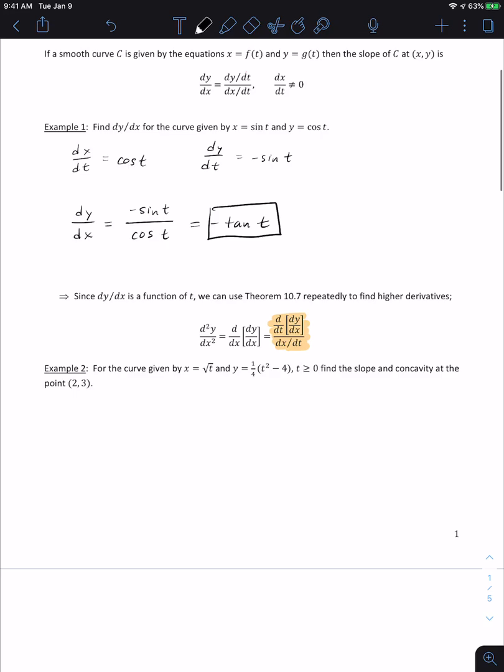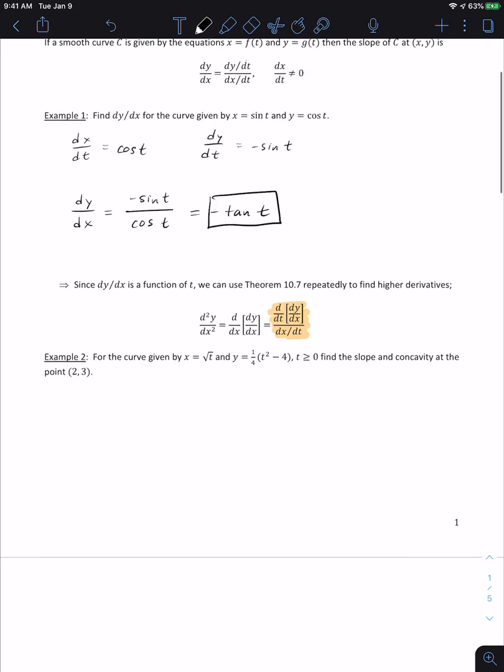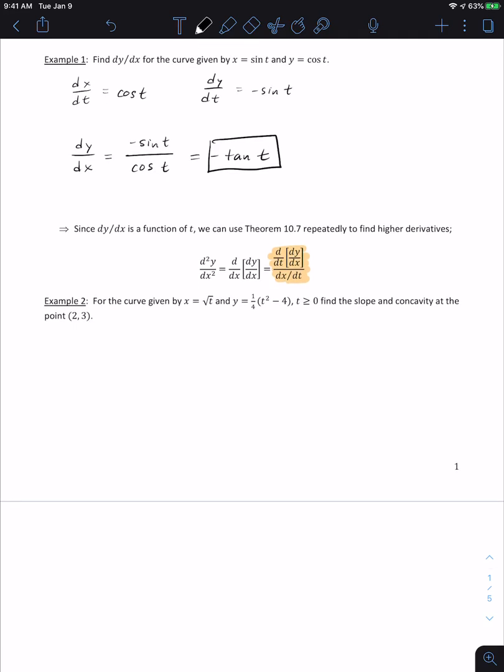Okay, so for the curve given by x equals the square root of t and y equals 1/4 t squared minus 4, we want to find the slope and concavity at the point (2, 3). First and foremost, let's find the first derivative. How do we find that? Well, we first find dx/dt, the derivative of x, and that's going to be 1/2 t to the negative 1/2.